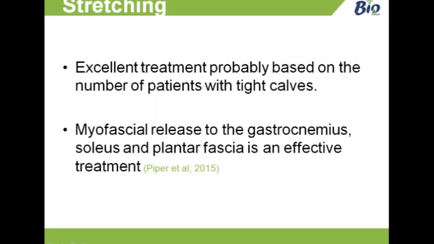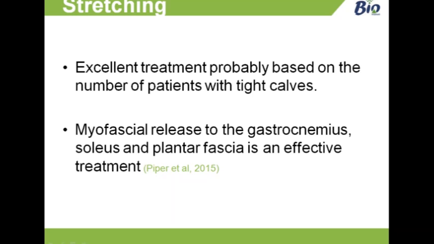Now, stretching is an excellent tried and tested treatment, and again, there are tons of research papers out there which advocate it. But I think that's largely because tight calves are so common in patients with this condition. I tend to prescribe a lot of calf stretches for all sorts of conditions, and also as part of the patient getting used to their orthoses.